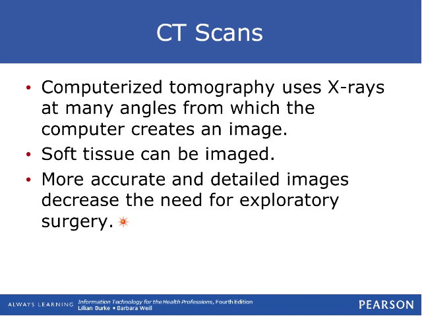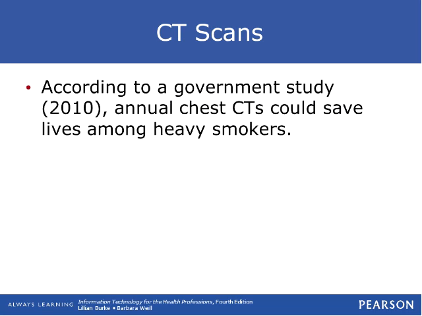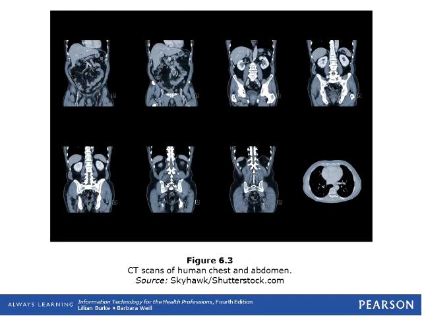Now, the truth of the matter is that the number of people that had unneeded surgeries for appendicitis was probably less than 3% at the worst and less than 1% at best, depending on what data you look at. So the number wasn't really high, but it did save a few patients from having unneeded appendectomies. According to a government study in 2010, annual chest CTs should save lives among many heavy smokers because they show early tumor signs, so we can get the tumors long before they start to spread throughout the body.